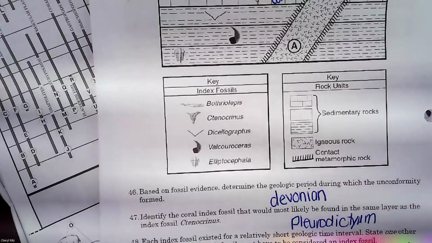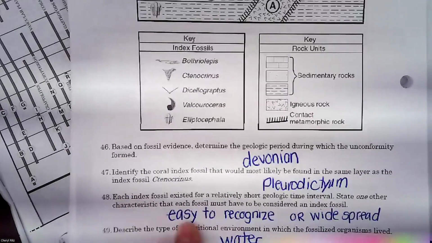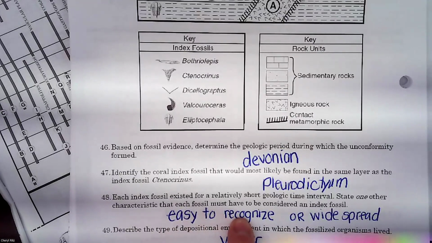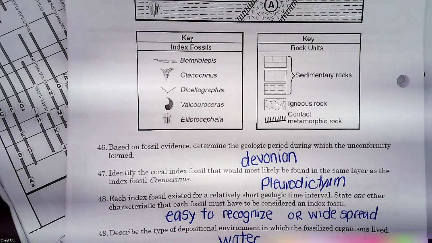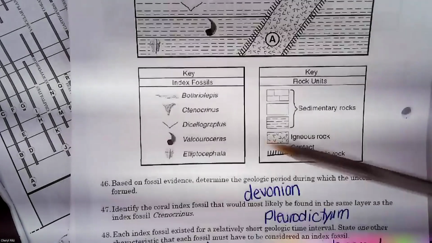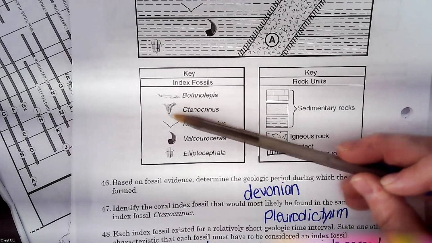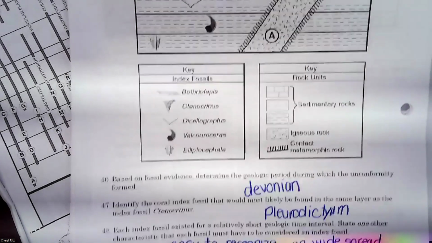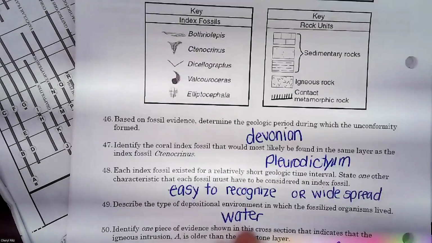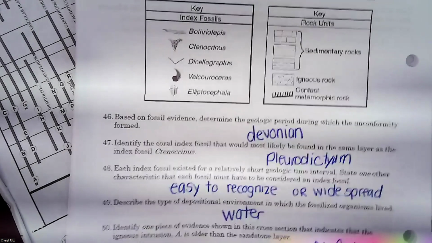Then it says to be an index fossil, you have to live for a relatively short geological time interval. State one other. They either need to be easy to recognize or widespread. Now, what type of environment could these fossils have been deposited in? We have a fish. We have some sort of shellfish. We have another shell and a crab. All of those things would have lived in a water environment. So you could have said water or marine or a lake. Any of those would have worked.